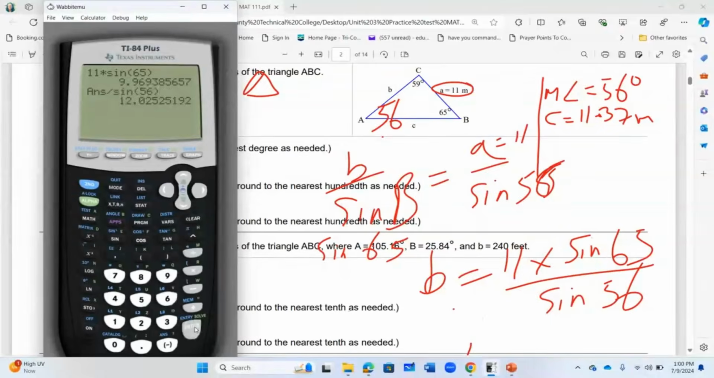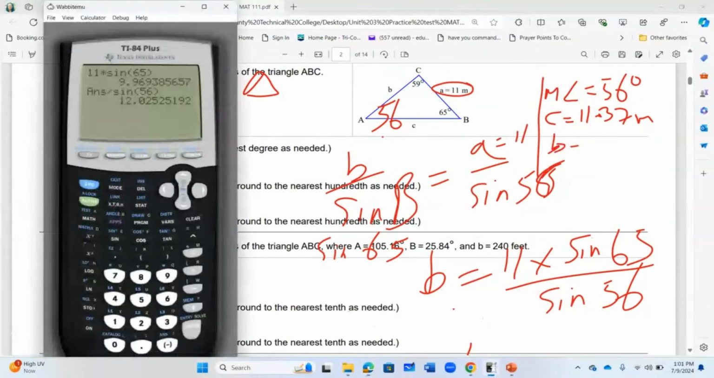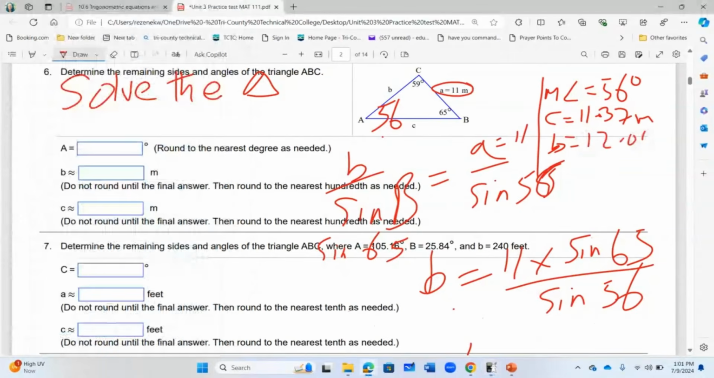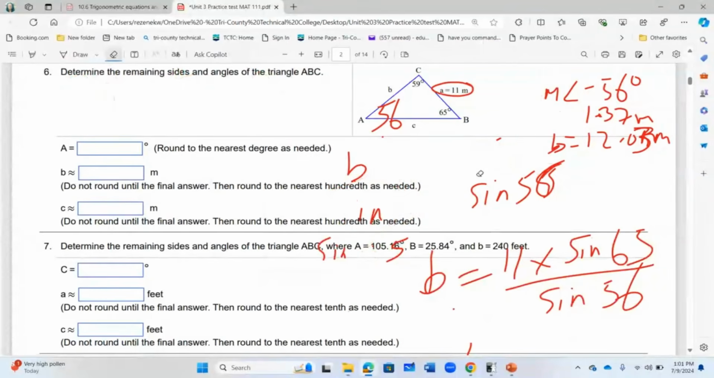So the missing side B is approximately 12.03 to 2 decimal places. And my answer should be in meters: 12.03 meters. Okay, now I have found all the missing angles and sides. I don't think we need to do another one. Actually, I think we need to do another one, but let me see.